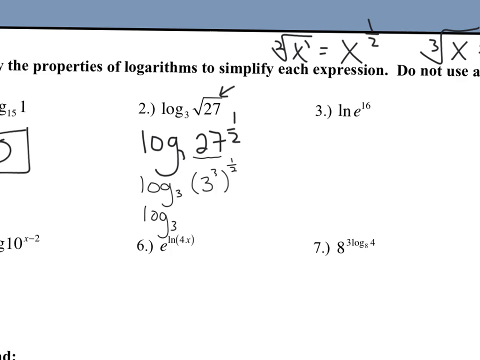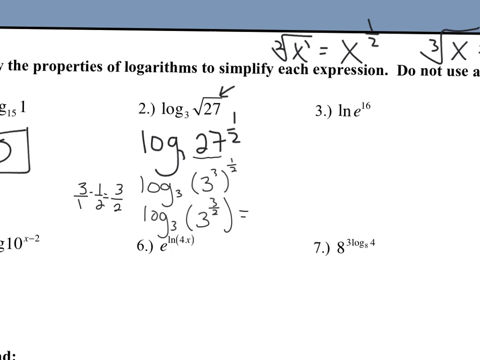3 times 1/2 is just 3 halves. So we keep the base 3. I kept that 3, that was a base, and I multiplied these exponents, and I got 3 over 2. Just a little refresher, when you multiply 3 times 1/2, remember that's 3 over 1, so you just multiply straight across. So 3 times 1 over 1 times 2. That's where the 3 halves came from.